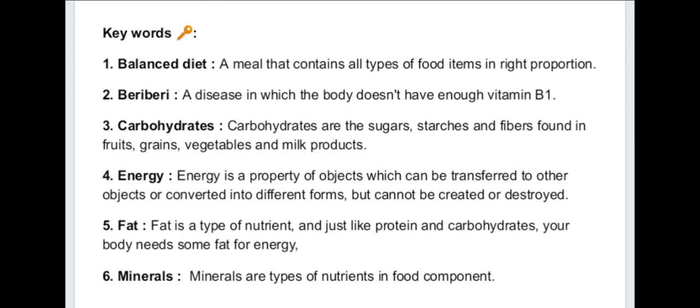So the fifth one is fat. Fat is a type of nutrient, and just like protein and carbohydrate, your body needs some fat for energy. And the sixth one is minerals. We know that minerals are a type of nutrient in food components such as iodine, iron, phosphorus, etc.